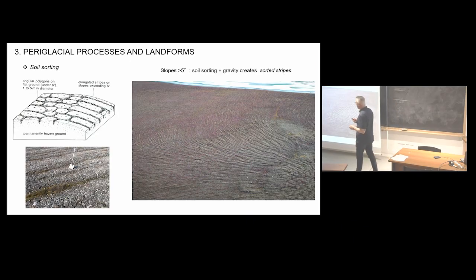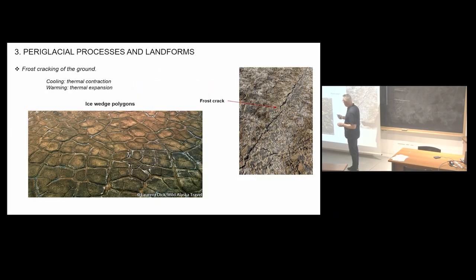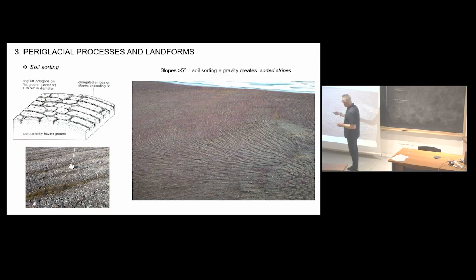And the same process, so you have these sorted polygons or sorted circles. They occur on kind of flat to low sloping surfaces. If you arrive on slopes, then these cells elongate, and eventually they create what we call sorted stripes. So you have a line of coarse material and a center of finer material.